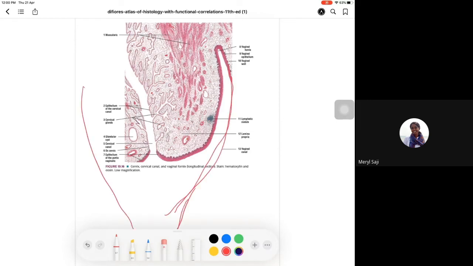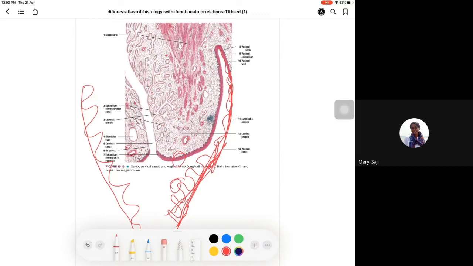They are also lined by stratified squamous epithelium. But the vaginal mucosa is undulating. Okay, that's one of the ways to recognize it from the cervical. Otherwise, it's difficult. If they take a biopsy from the vaginal epithelium and a biopsy from the ectocervix, they may look alike.